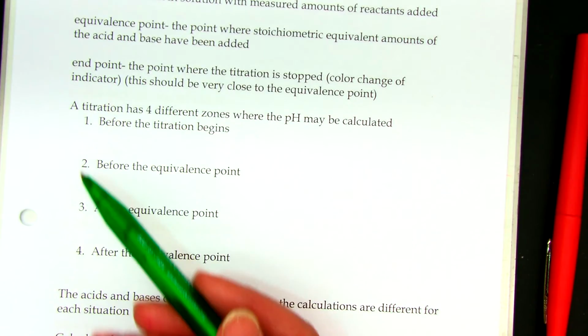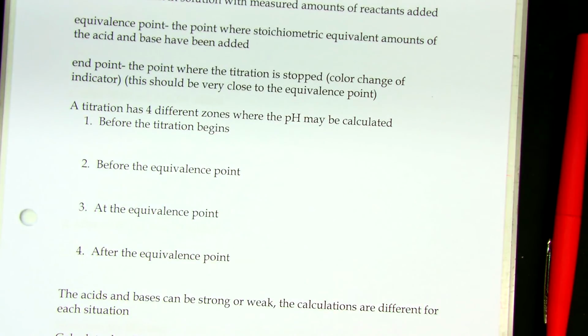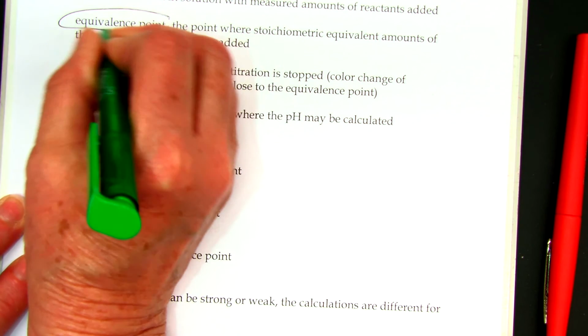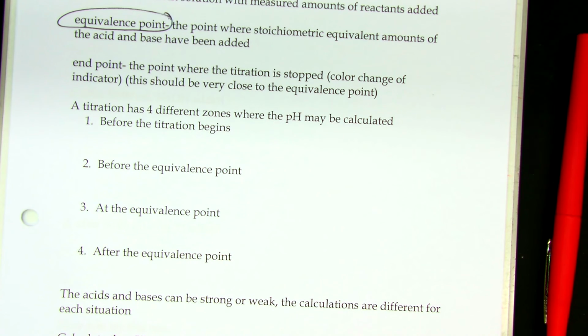So when we deal with a titration, that is a reaction in solution. We've been doing lots of them. You're getting to be titrating experts in lab. We talk about the equivalence point. The equivalence point is where we have the stoichiometric equivalent amounts of acid and base so that everything is neutralized.